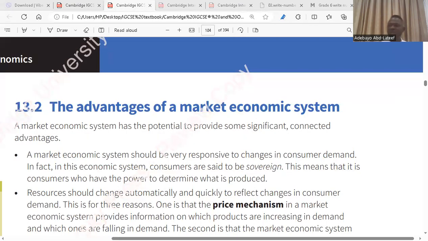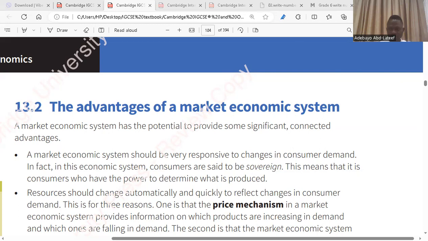The advantages of the market economic system. Market economic system has the potential to provide some significant connected advantages. One, the market economic system should be very responsive to changes in consumer demand. In fact, in this economic system, consumers are said to be sovereign. This means the consumers have the power to determine what is produced. I told you that sovereign means they are free. They have the ability to do whatever they want. So the first advantage of having a market economic system is that consumers are the ones that decide mostly what to produce. Clear?